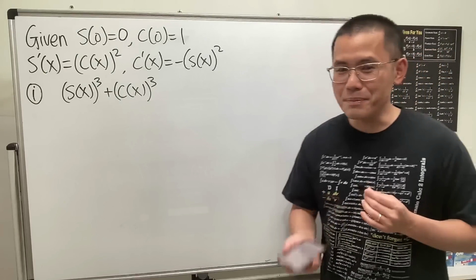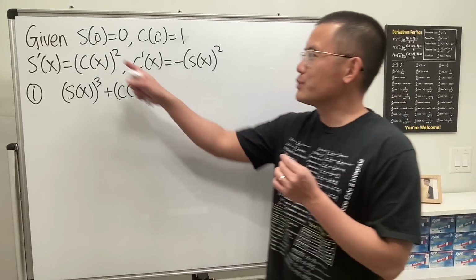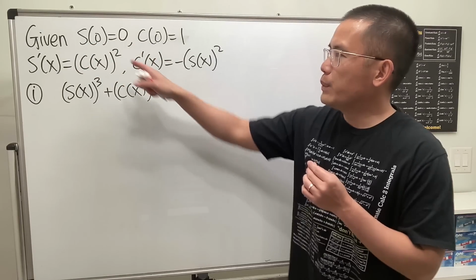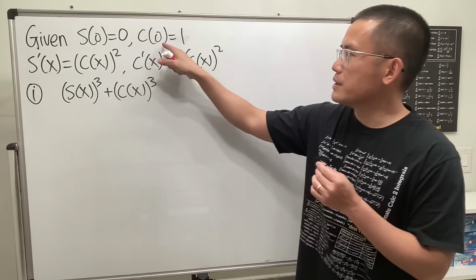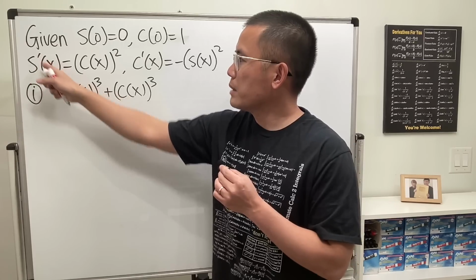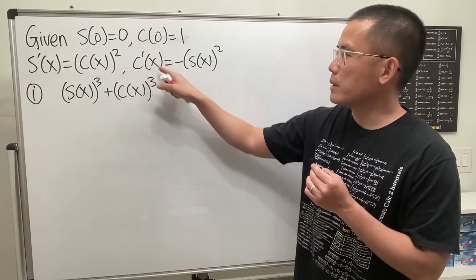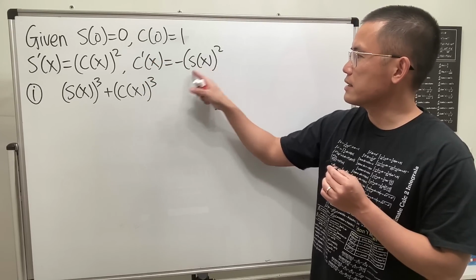This question has 5 parts, and I think they are really interesting, so here's the deal. First, we're given 2 functions, s and c, and we know that s of 0 is equal to 0 and c of 0 is equal to 1, and we also know their derivatives. s prime of x is equal to c of x squared, and then c prime of x is equal to negative s of x squared.